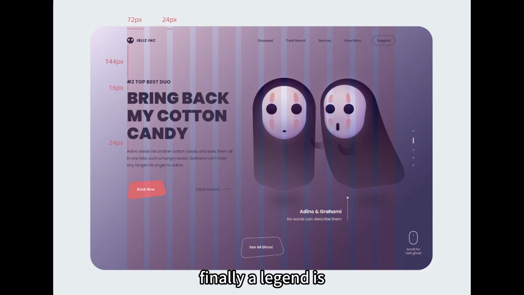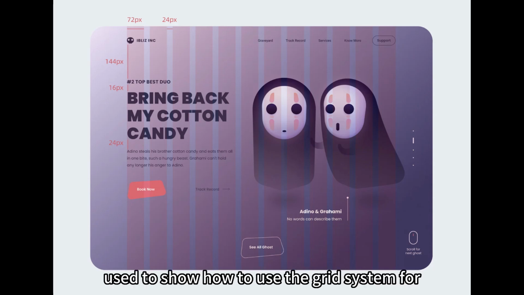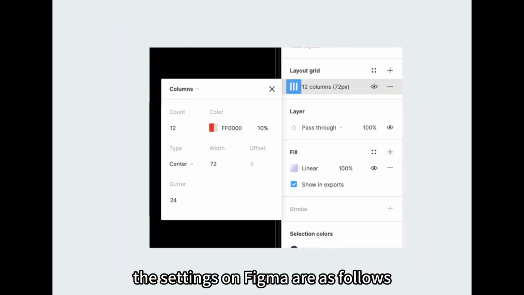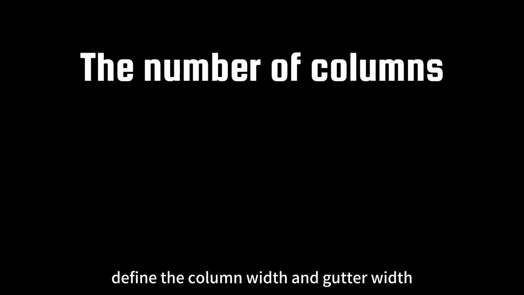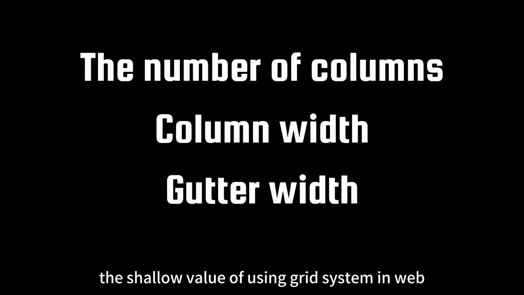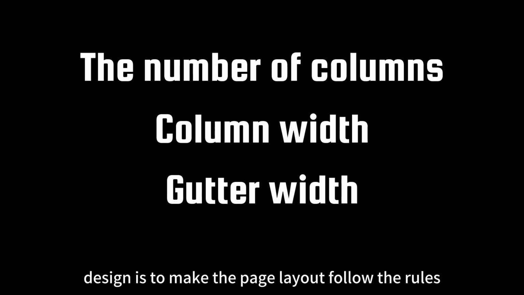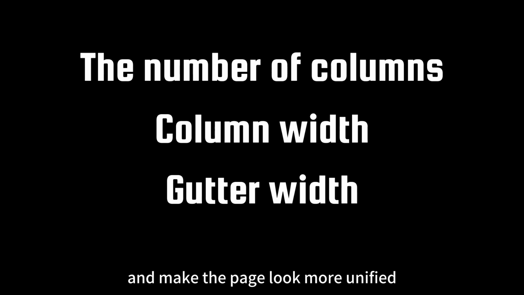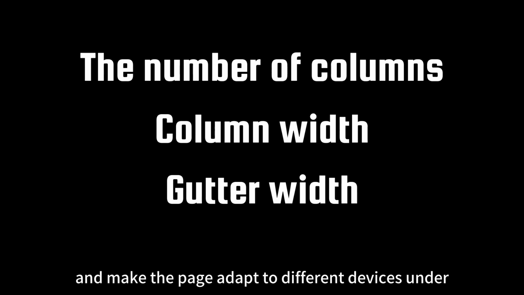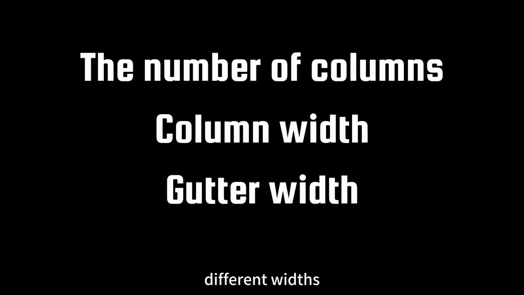Finally, a legend is used to show how to use the grid system for page layout in web design. The settings on Figma are as follows. We can set the number of columns, define the column width and gutter width to determine the actual width of the page. The shallow value of using grid system in web design is to make the page layout follow the rules and make the page look more unified. The deep value is actually to make adaptive layout and make the page adapt to different devices under different widths.